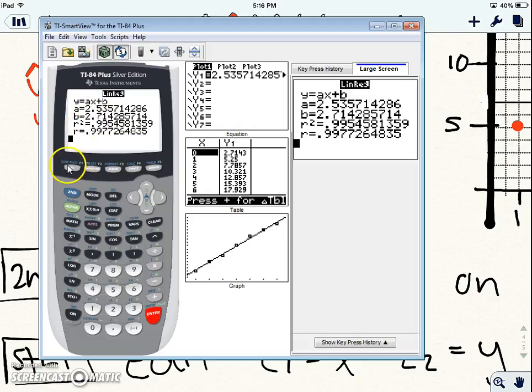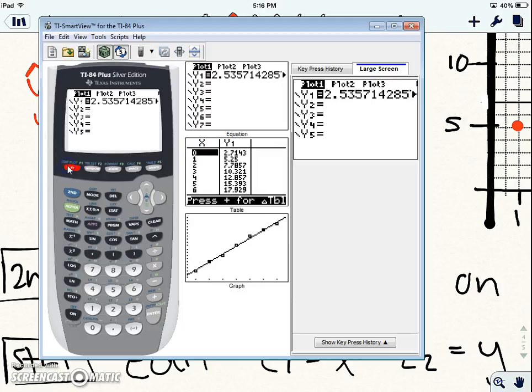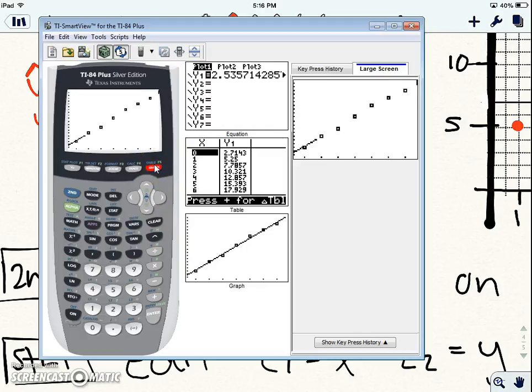You could write this down, or since we stored it, if you go into y equals, it's put the entire equation with every single decimal in there for you. So if you go back to graph, it's thinking, hold on, there's a lag. It puts it right in there for you, and you can see how well the points fit the line.